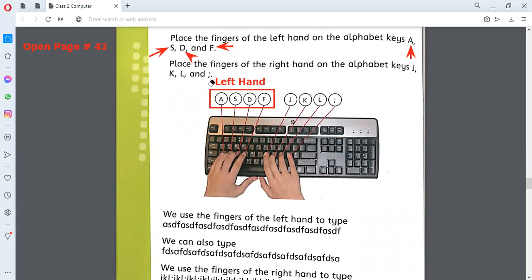For the right hand, we have to place our right hand on other four keys. What are those keys? Those keys are J, then K, then L, and there is one more key. What is the name of that key? I will tell you.